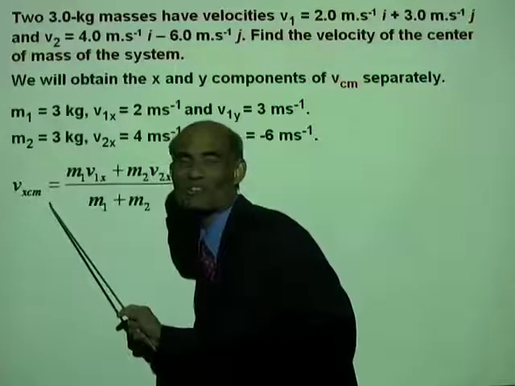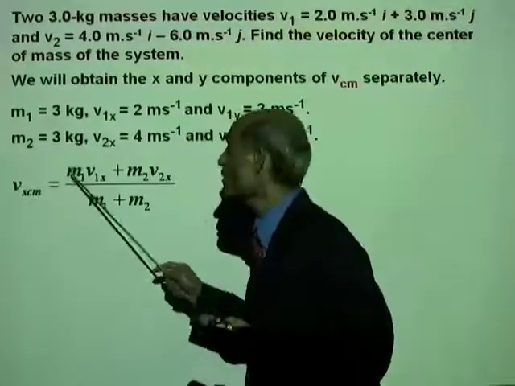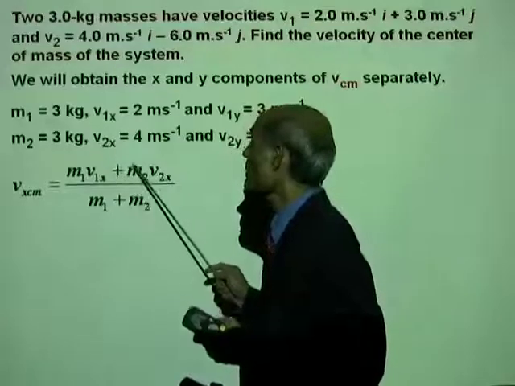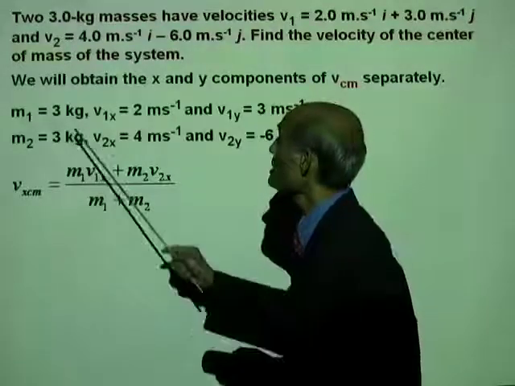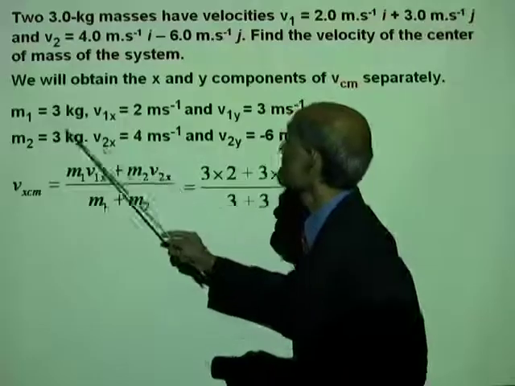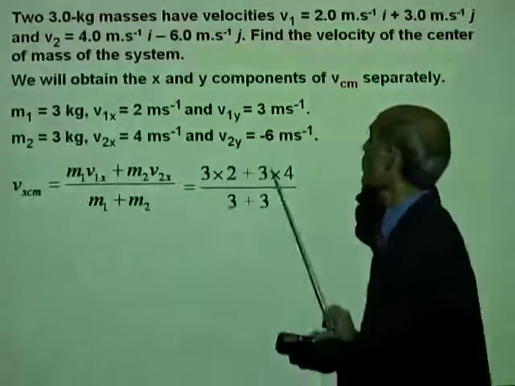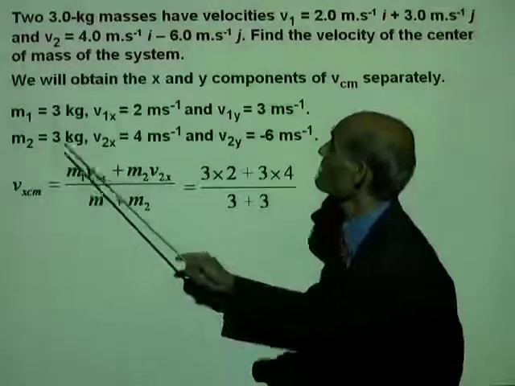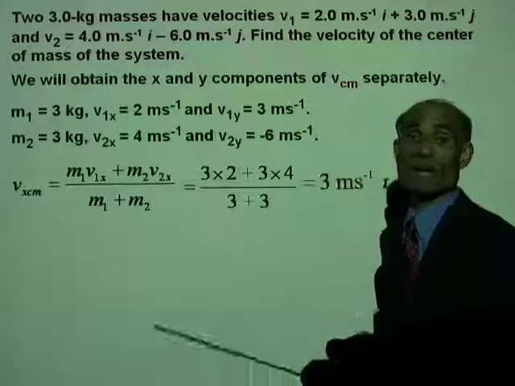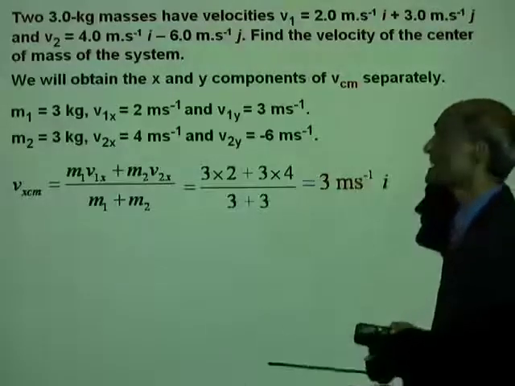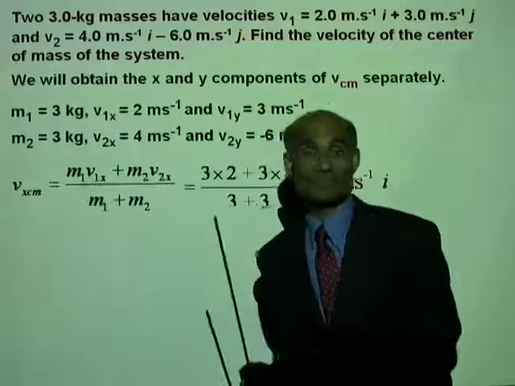Vx center of mass. In other words, the velocity of the center of mass in the x direction is m1 v1x plus m2 v2x over m1 plus m2, and that is m1 v1x, 3 times 2, plus m2 v2x, 3 times 4, divided by m1 plus m2. m1 is 3 kilogram, m2 also is 3 kilogram, and that is 3 meter per second i. That is the velocity of the center of mass in the x direction.